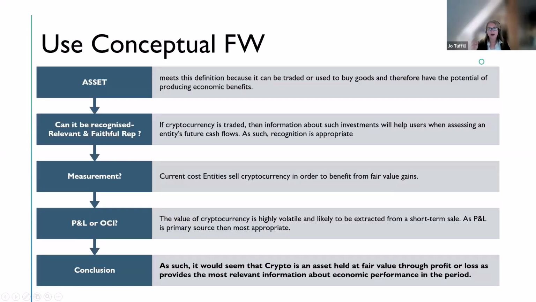So in conclusion, I would personally see this as a financial asset, even though they've discounted it. It would seem that a crypto asset is an asset held at fair value through profit and loss, and it will provide the most relevant information about its economic performance in the period. So that is using the conceptual framework. But if we use the IFRS, the only relevant IFRS would be as an intangible asset. But that intangible asset doesn't have a measurement base that really fits with the substance of the cryptocurrency asset for us. So hopefully that's clear.